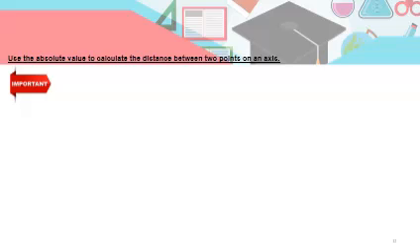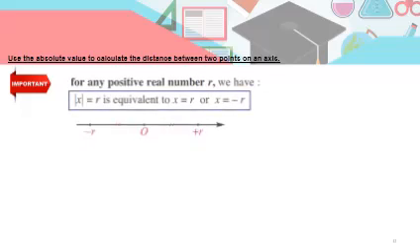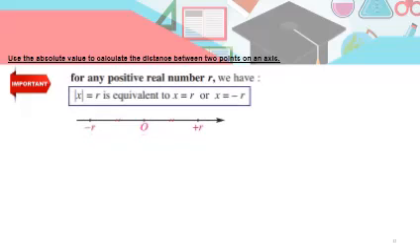Now, use the absolute value to calculate the distance between 2 points on an axis. This is very important. So, if you have 2 points, minus r and r, absolute x equals r. So if I tell you that absolute x equals r, this position could be on minus r or on r, because in both cases the distance is positive. So what I'm trying to tell you is that if absolute x is 3, then x could be on 3 or on minus 3. So I need to take this into consideration when I'm solving.